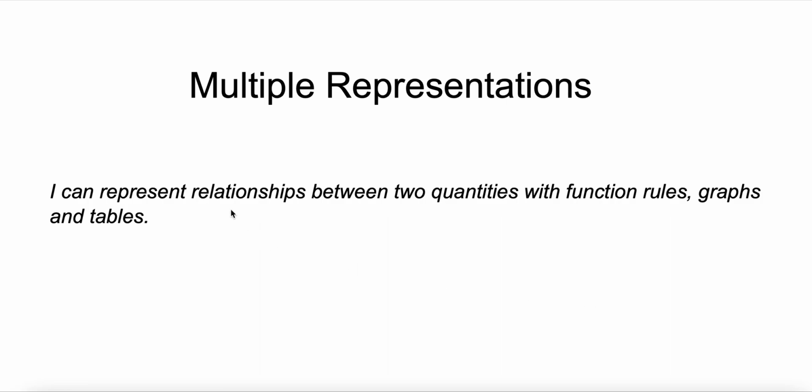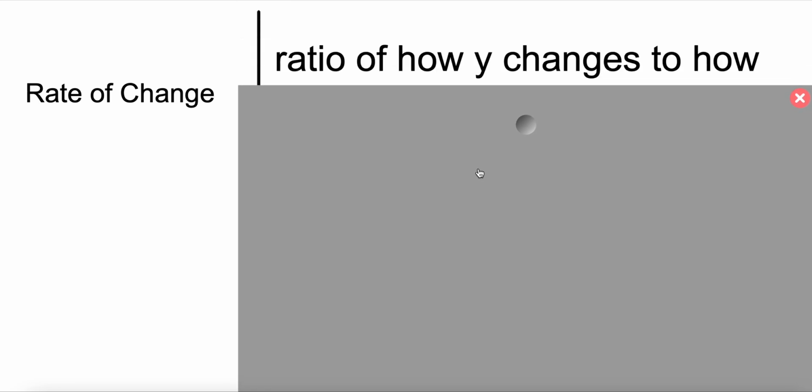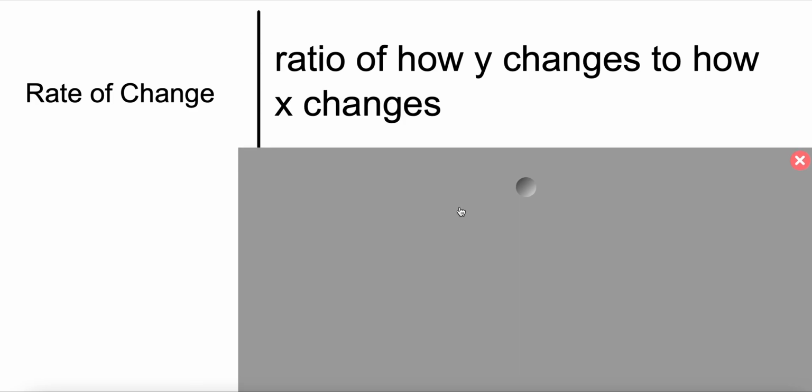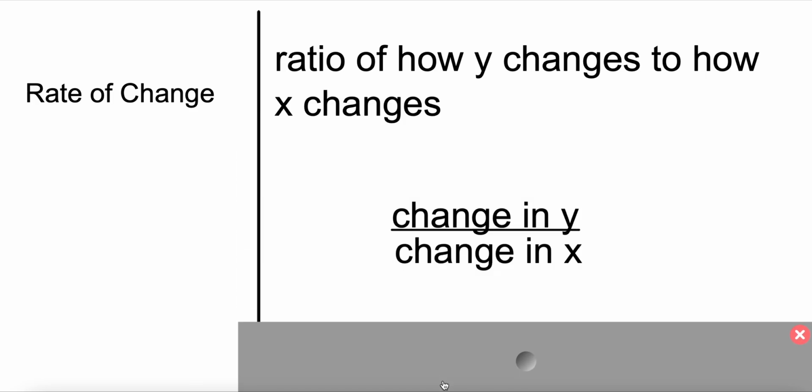Representations. I can represent relationships between two quantities with function rules, graphs, and tables. So let's first get rate of change. Rate of change is the ratio or the relationship of how y changes to how x changes. So let's just write this, the change in y to the change in x. And we'll take a look at what that means in a second here.